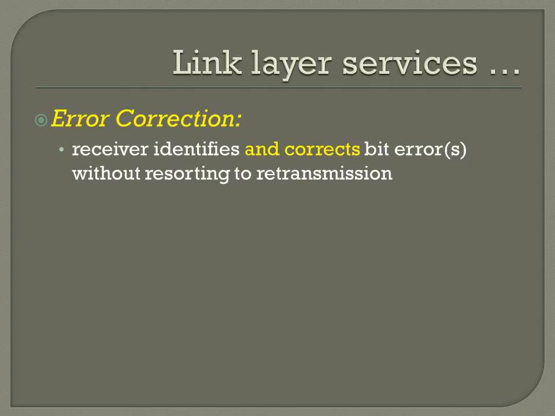We could go one step further and do what is called error correction. So what we do here is the receiver identifies that an error has occurred at a particular bit and corrects the bit error without resorting to retransmission. Without asking for a frame to be retransmitted, it is able to automatically correct for the error that has occurred. So this is error correction.